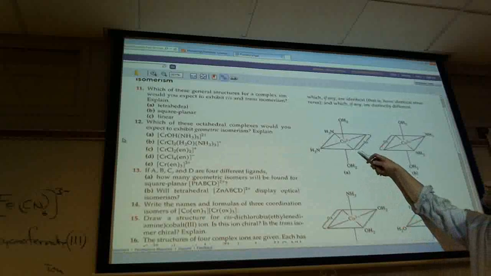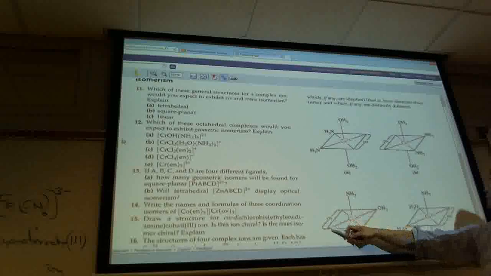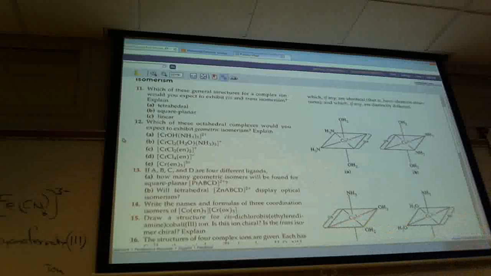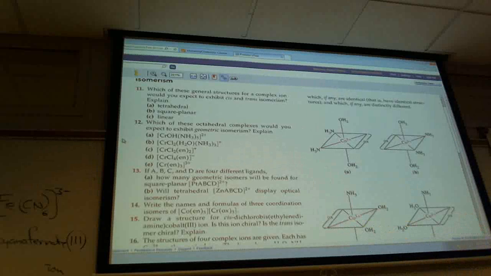Okay, here you can see an oxalato. This is the shorthand way of representing oxalato, just like ethylene diamine. Or we could write it out.